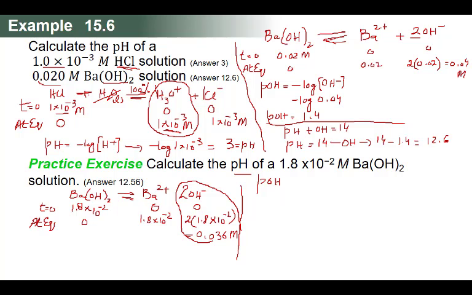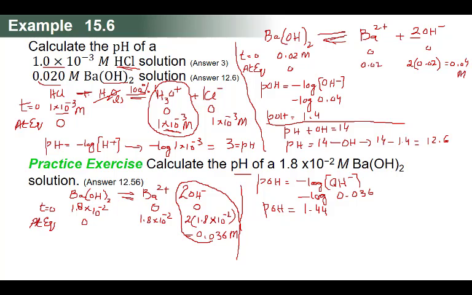So pOH will be equal to minus log hydroxyl ion concentration, so that is minus log 0.036. So pOH is equal to 1.44.